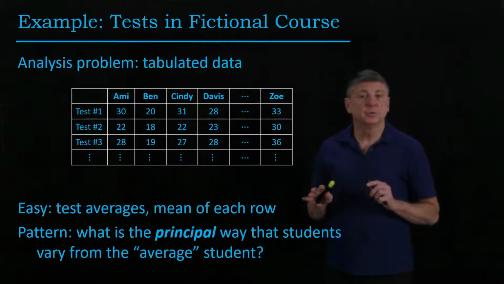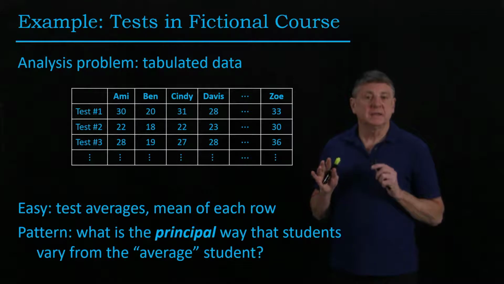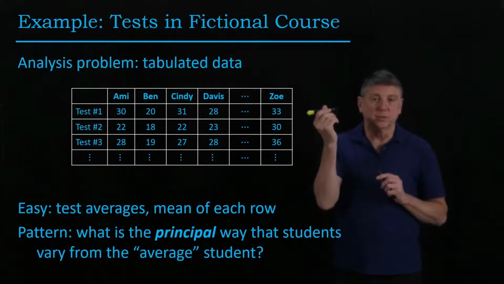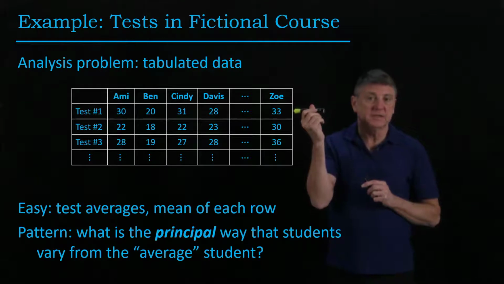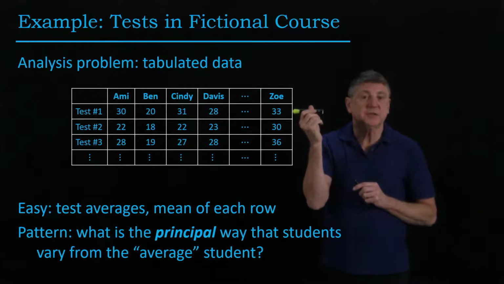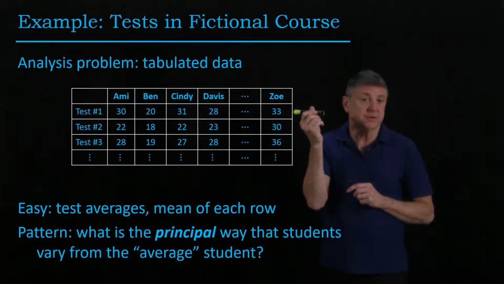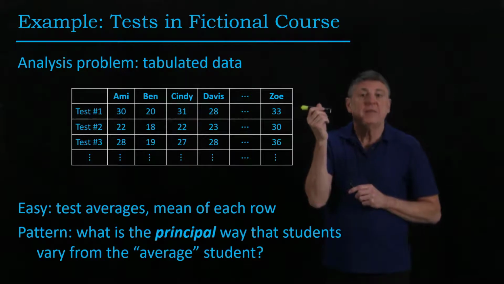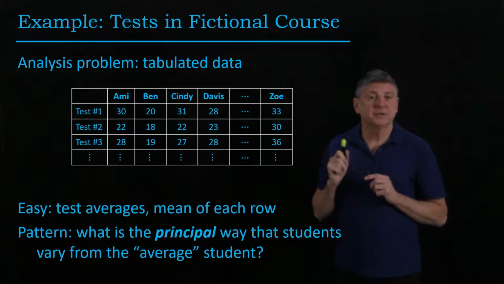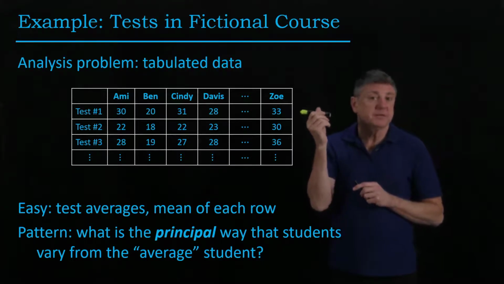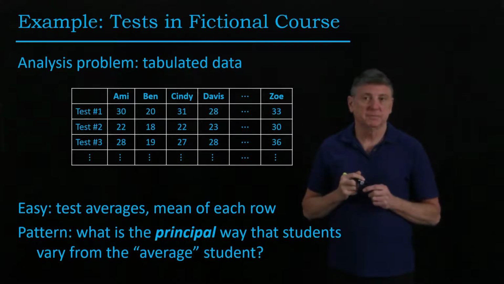And the pattern that we're looking for is, suppose that we were to take this data as it is and we were to look at the mean along this test. Each student is going to vary plus or minus from that mean. And the question is, what's the main or principal way that students vary from a fictional average student?